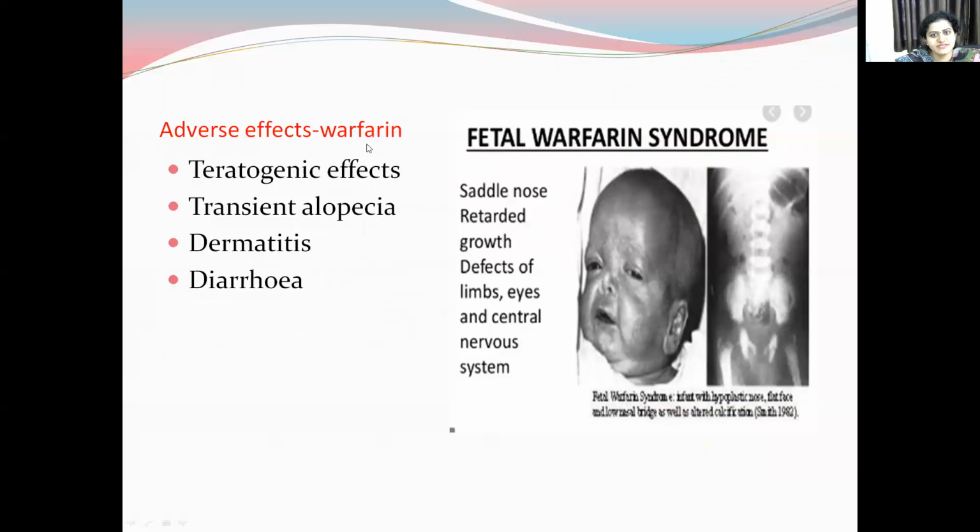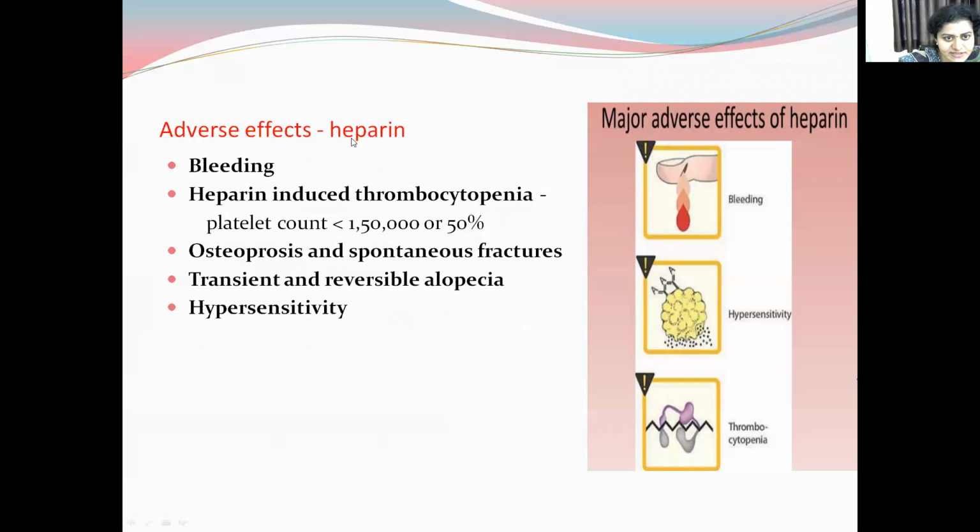Now coming to the adverse effects of warfarin. Warfarin is contraindicated in pregnancy, whereas heparin can be given in pregnancy because, as I told you last class, it is a high molecular weight mucopolysaccharide and a highly ionized molecule, and we know any ionized molecule will not cross the blood-brain barrier nor the placental barrier.